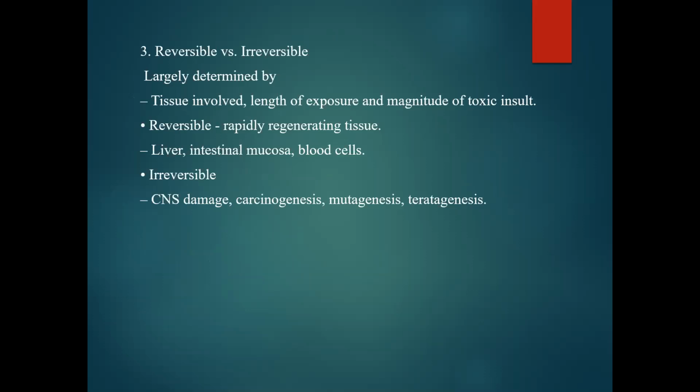Now we come to reversible versus irreversible. It is largely determined by the tissues that are involved, the length of the exposure, whether it is short or long, and the magnitude of the toxic. For reversible, we have rapidly regenerating tissue, for example, the liver, the intestinal mucosa, the blood cells. These types of tissues are regenerated rapidly, so when the toxic effect attacks these, the toxicity is reversible. But when the toxicity damages the central nervous system, or involves carcinogenesis, mutagenesis and teratogenesis, these cases are irreversible.